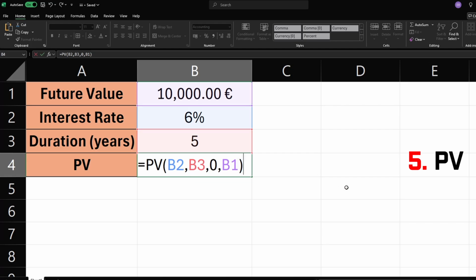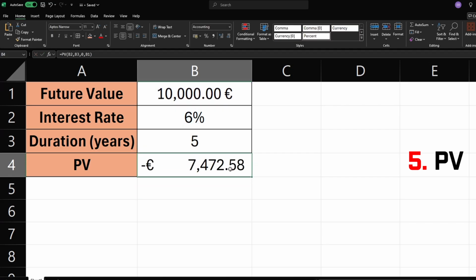Excel returns a negative value, meaning you need about 7,472 euros today to reach 10,000 euros in 5 years. That's the basics of the PV function. Adjust the inputs for different interest rates, time periods, or regular payments.